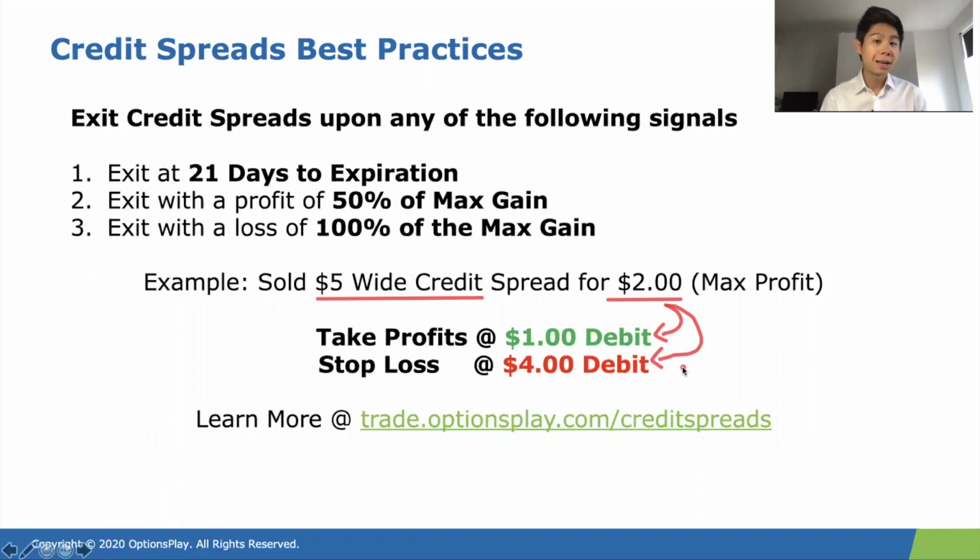Now, if the trade gets to 21 days to expiration without triggering either the stop loss or the take profit, then you also want to close out the trade. No matter whether it's at a gain or a loss, you generally want to close it out at 21 days to expiration.